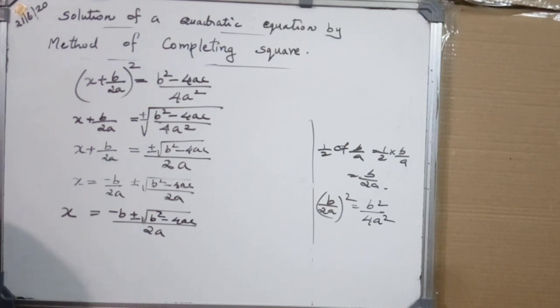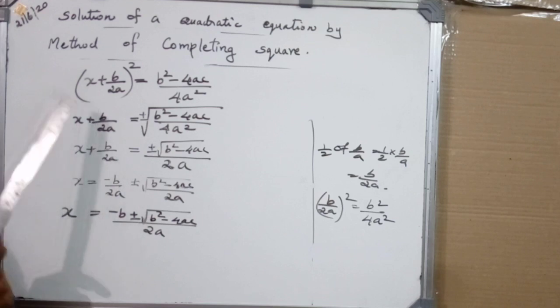Let us go through the steps once again. First we have the standard form, then take the constant c to the right side, then we divide throughout, that is each term, by the coefficient of x square, that is a. On dividing throughout by a, we get another equation. Then we add the square of half the coefficient of x on both sides. Then the left hand side becomes a perfect square and on the right hand side we get another expression.